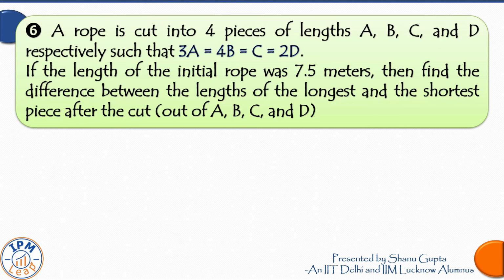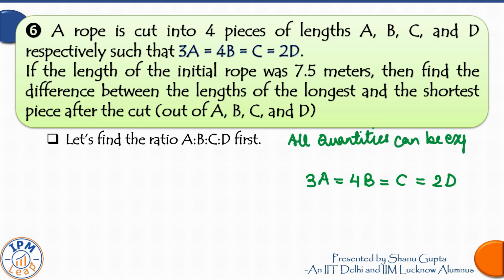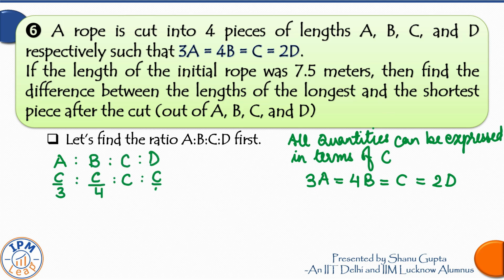And finally, this is one question you all can easily attempt if you have followed all concepts covered in this video attentively. 3A is equal to 4B is equal to C is equal to 2D. This equation gives me a hint that A, B, C and D should all be expressed in terms of a single variable, say C. So 3A is equal to C, that means A is equal to C upon 3.